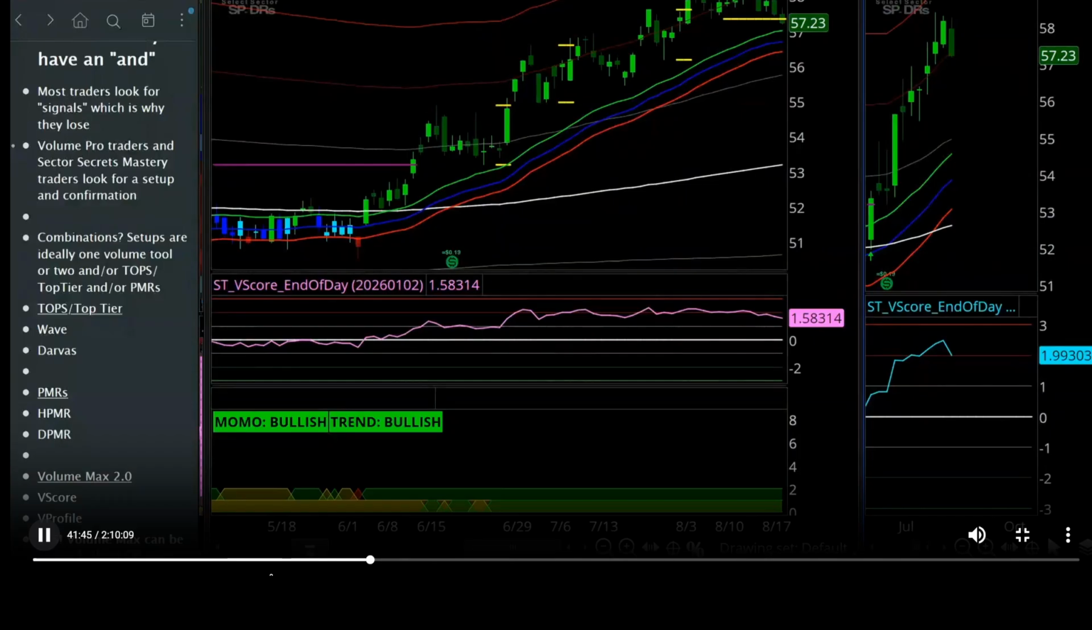So XLF also in an uptrend. XLF might be a great candidate for a buy, right? Just as Bank of America is.